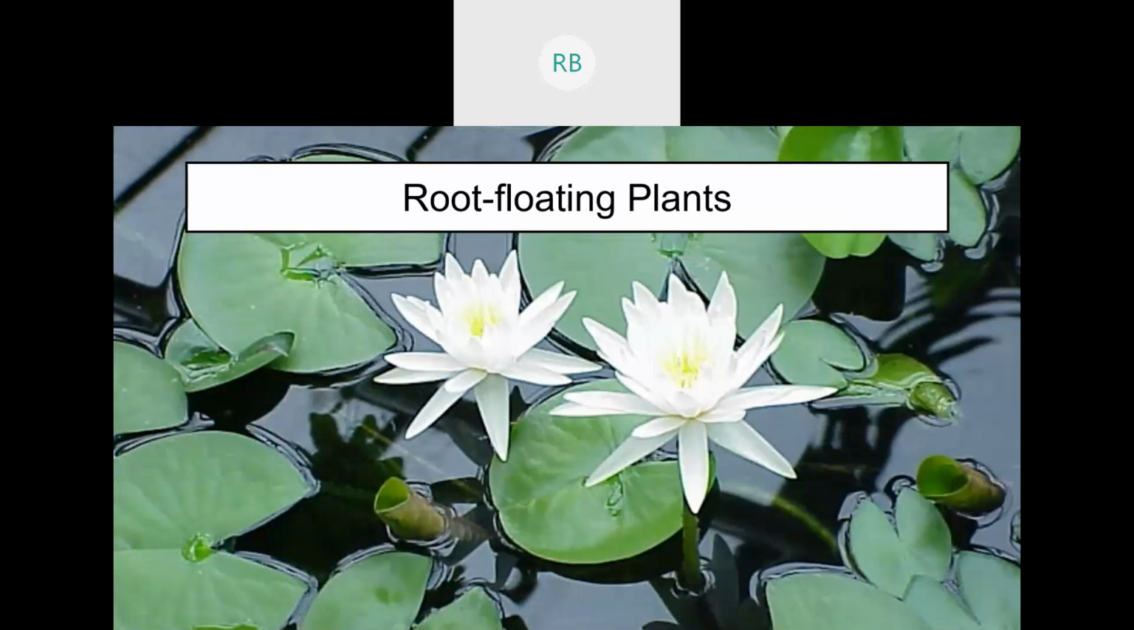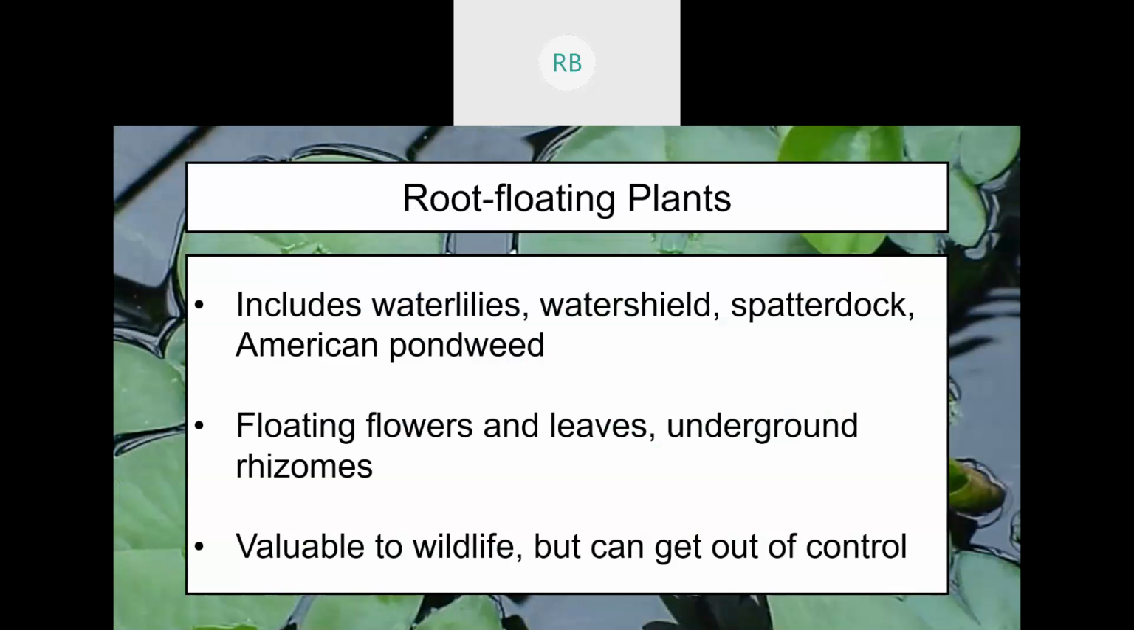Now on to our last set of plants we're going to talk about today, our rooted floating plants. These will include some of the plants that you'll consider the prettiest, but unfortunately they have very similar deleterious effects on your pond as the free-floating plants do. This will include water lilies, water shield, spatterdock, and American pondweed. Oftentimes these plants will actually have flowers. They will pop up on the water as you see in this image with water lilies.